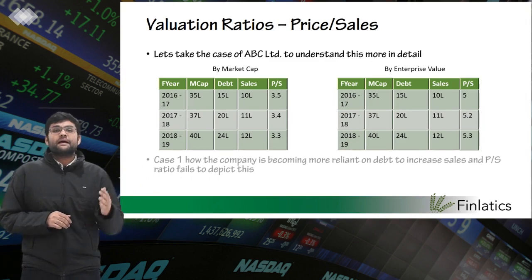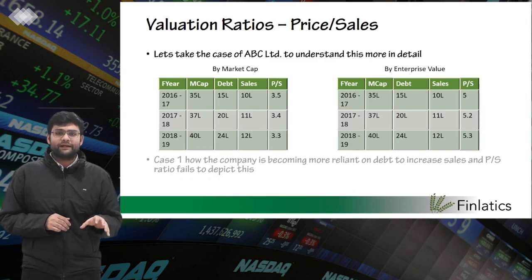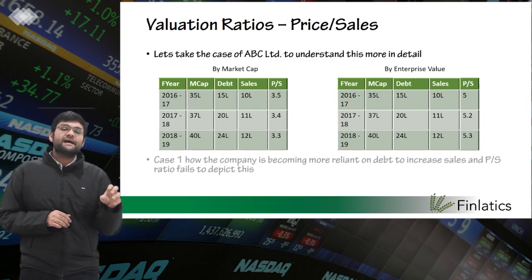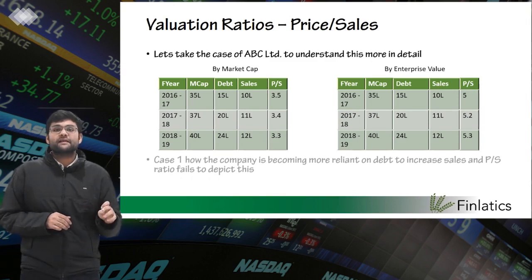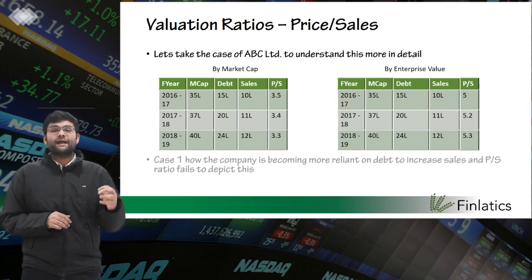In case 2, by using enterprise value, we have factored in the debt component, and therefore the price to sales ratio is giving us a more realistic and correct measurement, as it's showing an unhealthy sign of relying more and more on debt in order to achieve revenue.